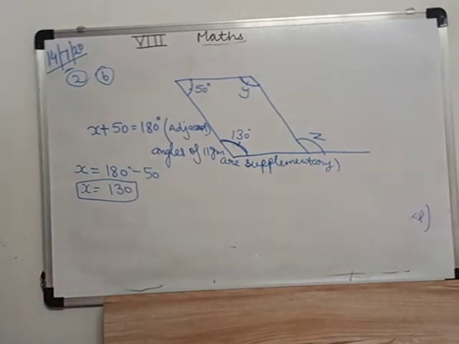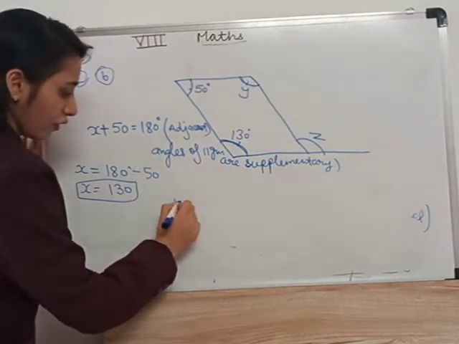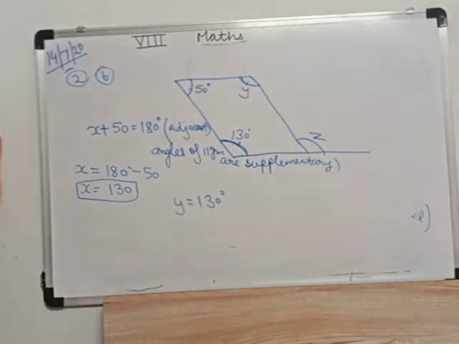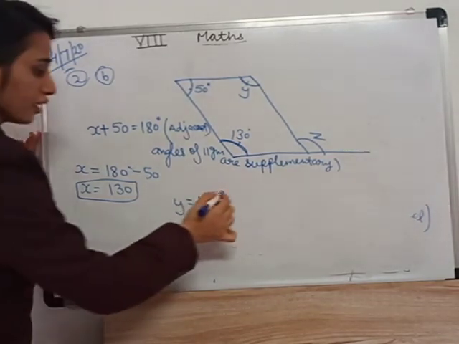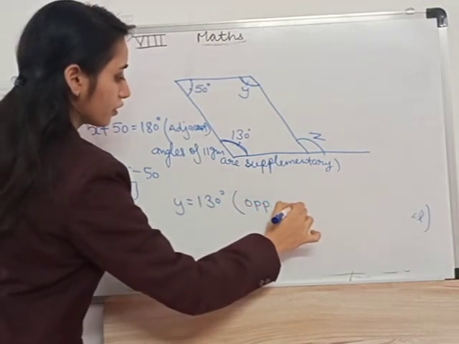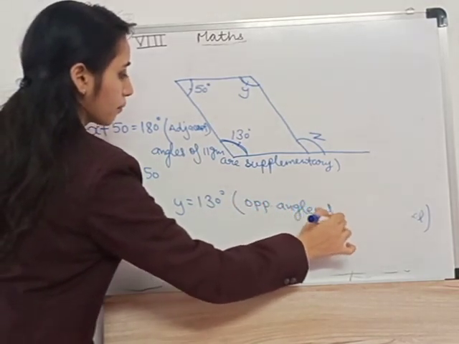These are opposite angles of a parallelogram. So the value of y is equal to 130. The value of y is equal to 130. These are opposite angles of a parallelogram.